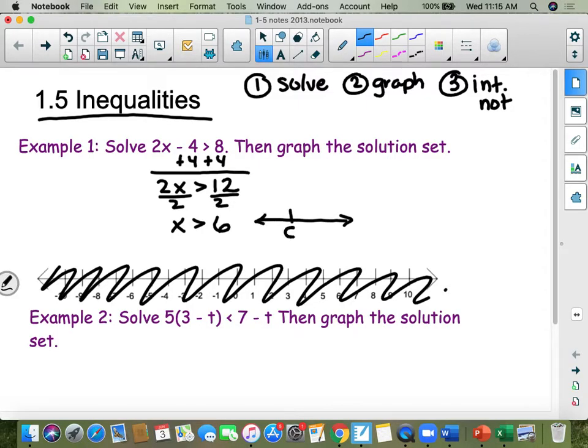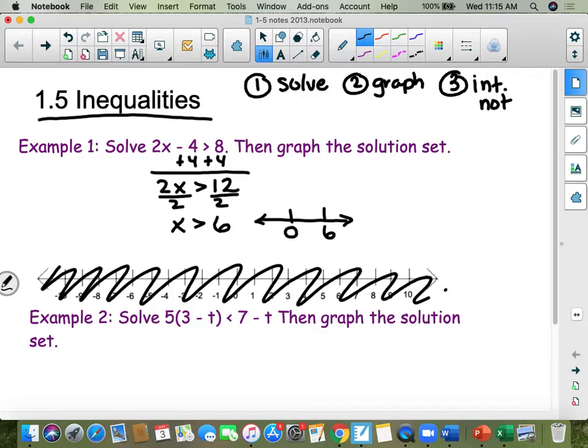Show me where 0 is, and show me where 6 is. I'm not the teacher that you have to make 6 slashes. Just show me where 6 is. 6 is approximately right here. It's to the right of 0. I don't need you to put a whole bunch of slashes down.